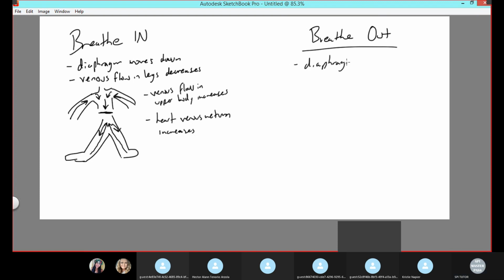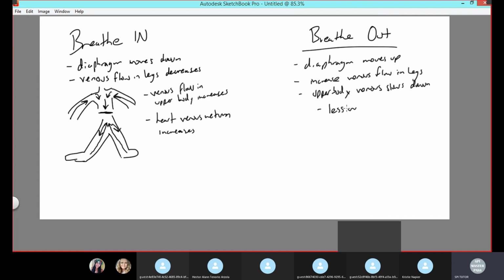Diaphragm moves up. Now there is an increase in venous flow in legs, because now it's their turn. So because it's their turn, the upper body venous flow slows down. And then if you talk about the heart, there's going to be less venous return to the heart. Okay. That's all they want you to know.